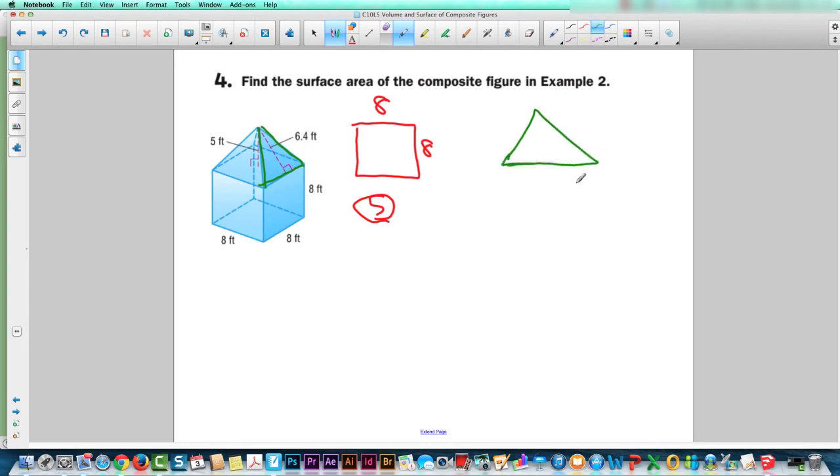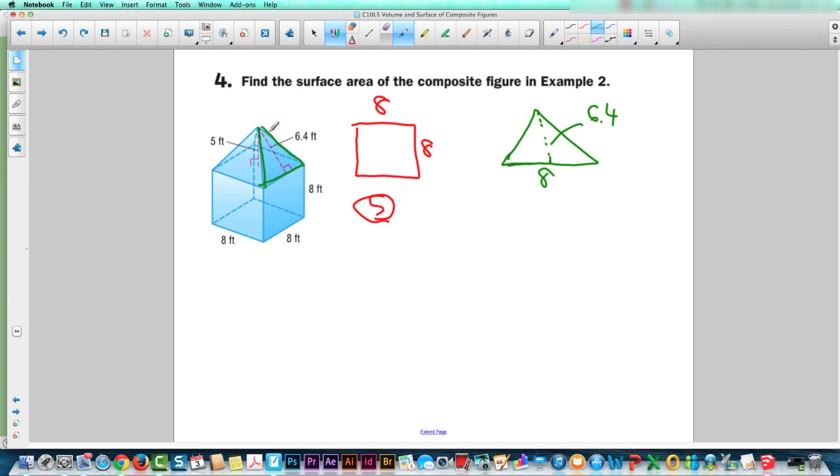Now I need to know that length. That would correspond with here. It doesn't tell me the length there, but I know that this edge is the same length as this edge. And since that's 8, that's 8. Now I need to know the height of the triangle. Now remember, we have to use the slanted height, and it does tell us that the length from the vertex to the bottom is 6.4. So I know that the height is 6.4.